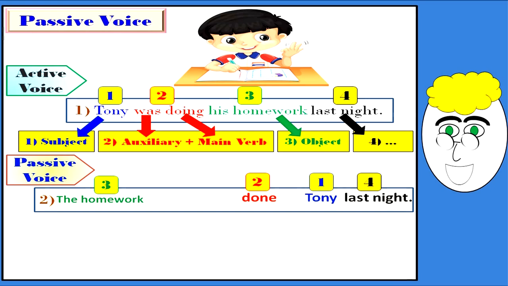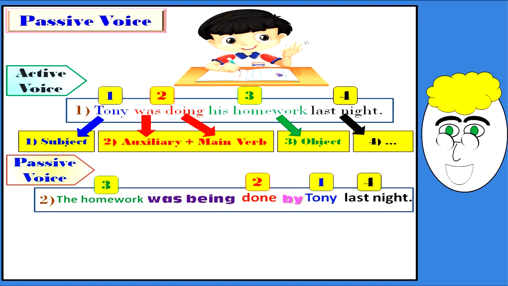Do you think that this is a correct sentence? Of course not. In fact, there are some missing words to make the sentence a correct one. The first part we need is "was being." The homework was being done. And the second missing part is "by Tony." So now the new sentence is: the homework was being done by Tony last night. Now this is a correct sentence, okay?